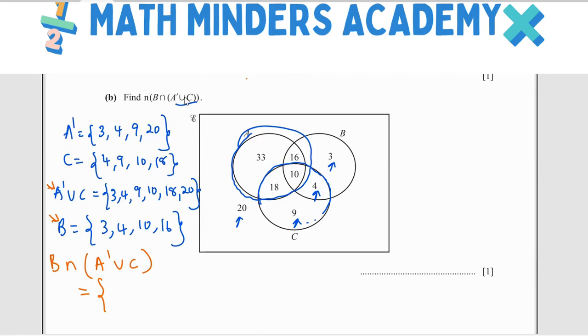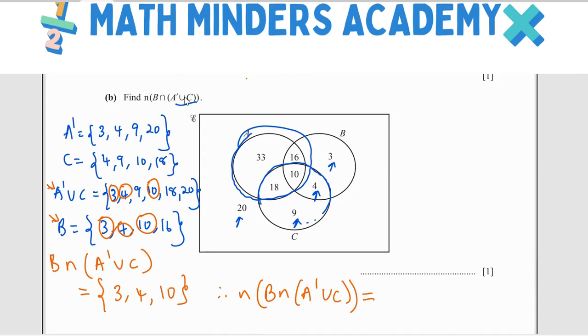So we have 3 here, 3 here. Okay, we have 3. We have 4 here, we have 4 here. So we have 4. We have 10 here, we have 10 here. Okay, so that's it. And so the number of elements in this intersection will give us 3 plus 4 plus 10. That's 17. So here we have 17.